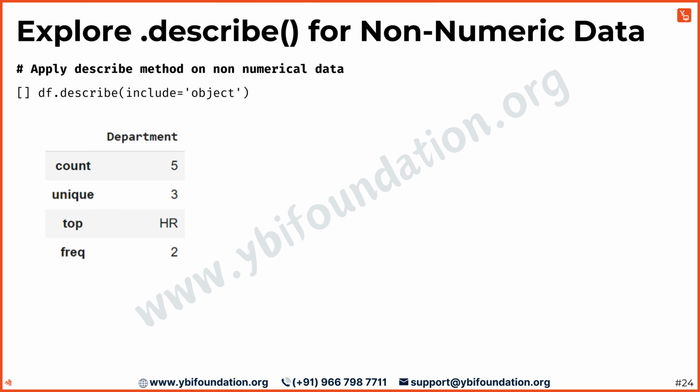When applied to non-numeric columns, the describe method provides 4 key statistics. Count, the total number of non-null values in each column. Unique, the number of distinct values present in the column. Top, identifies the most frequent value, also known as the mode. Frequency, count of how many times the most frequent value appears.